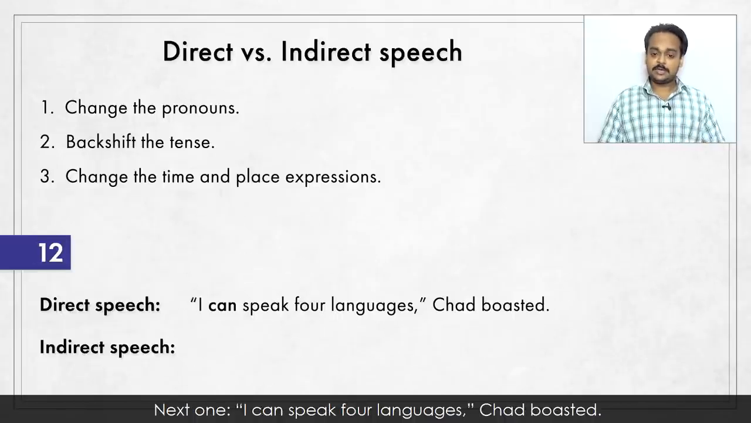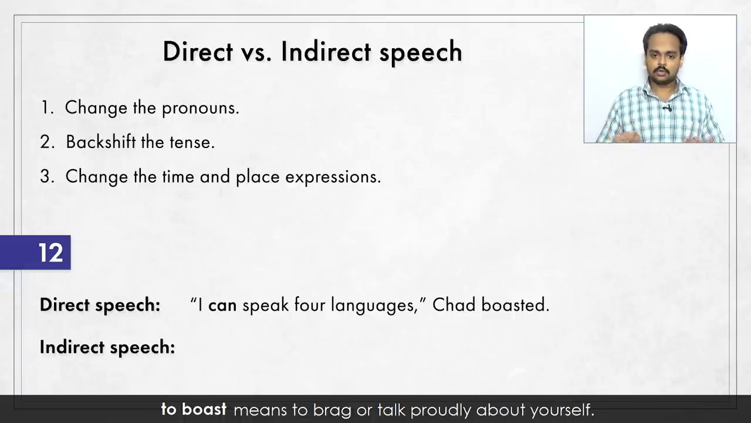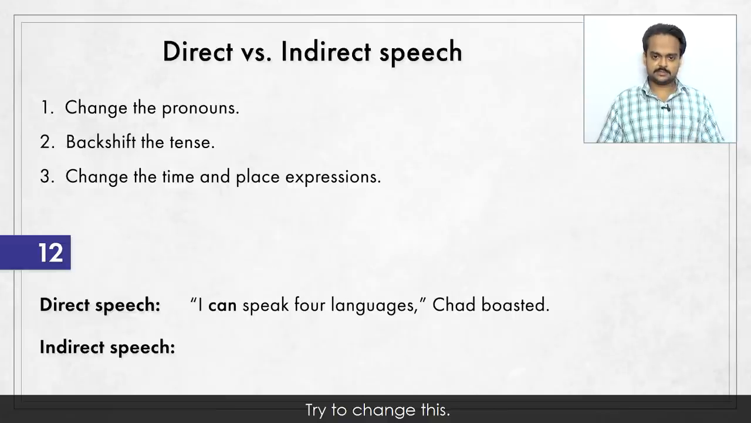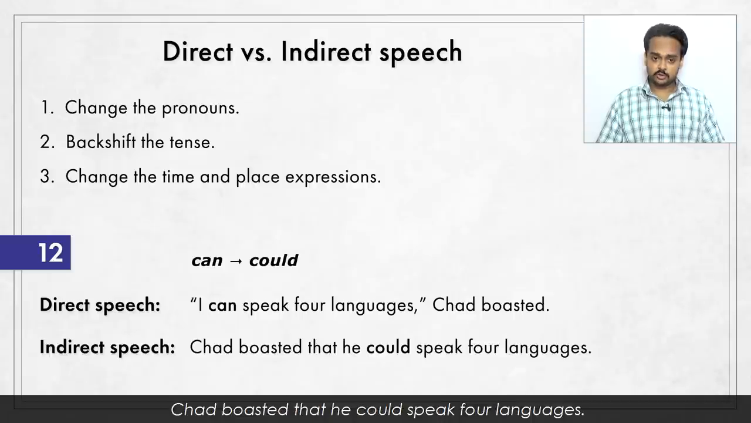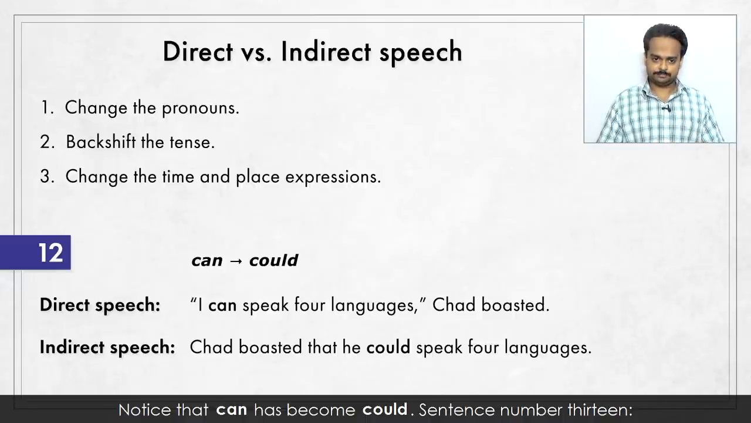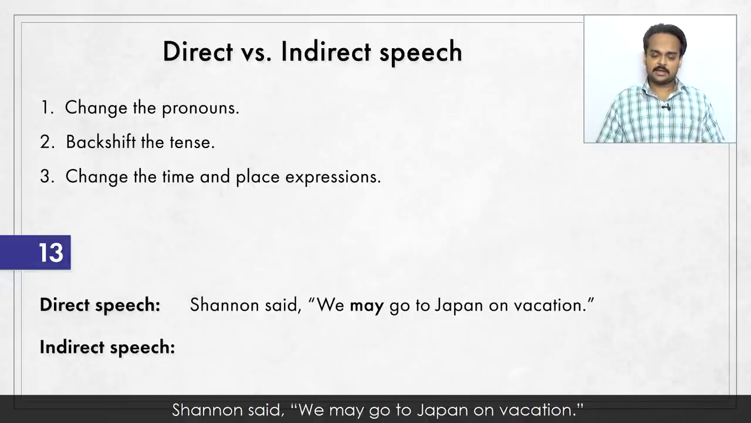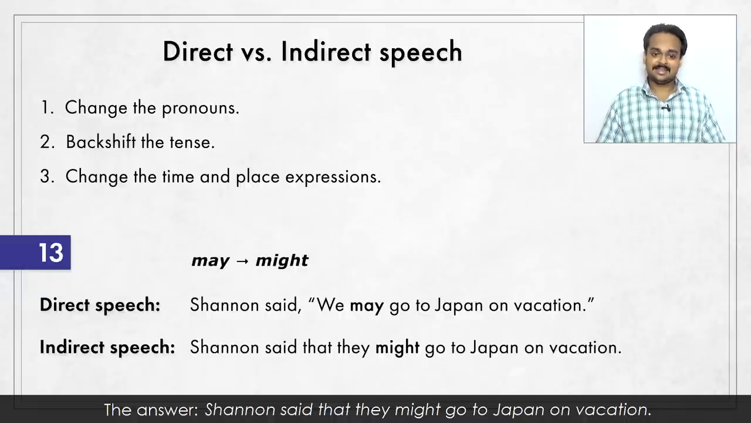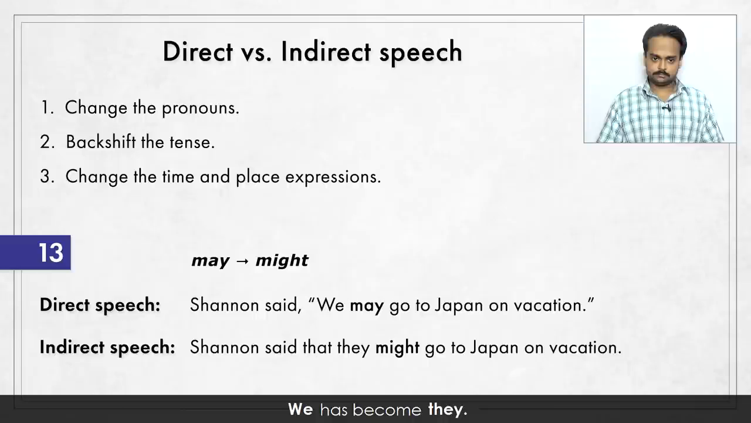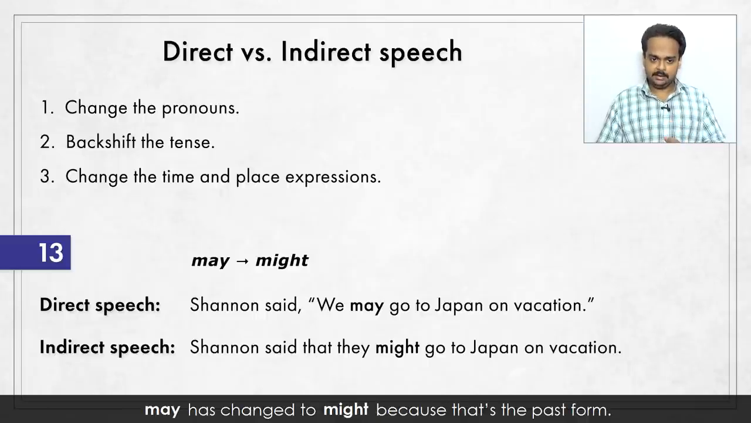Next one, I can speak 4 languages, Chad boasted. Boast means to brag or talk proudly about yourself. Try to change this. The indirect speech sentence is, Chad boasted that he could speak 4 languages. Notice that can has become could. Sentence number 13. Shannon said, "We may go to Japan on vacation." The answer, Shannon said that they might go to Japan on vacation. We has become they. May has changed to might because that's the past form.